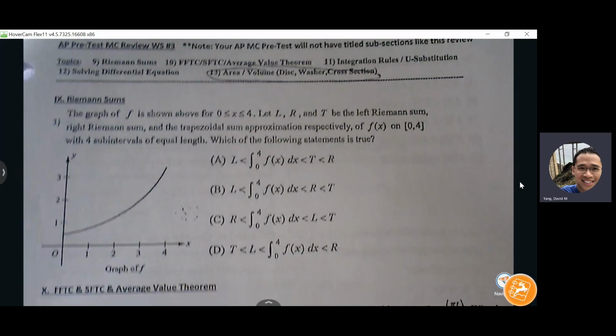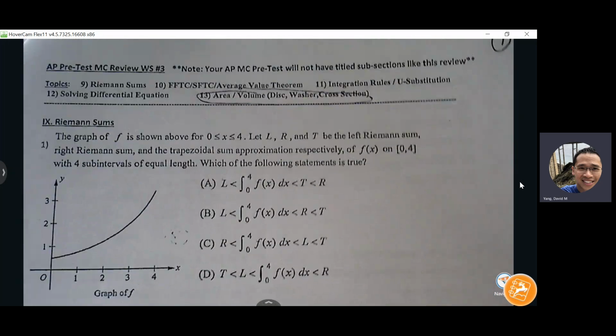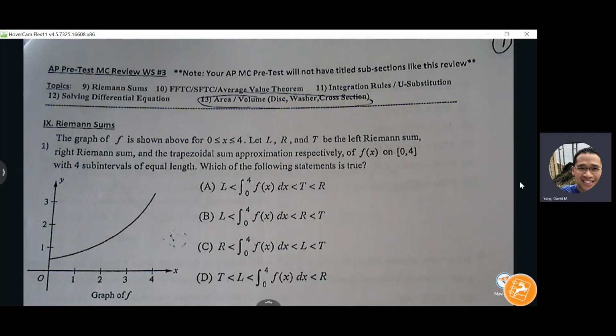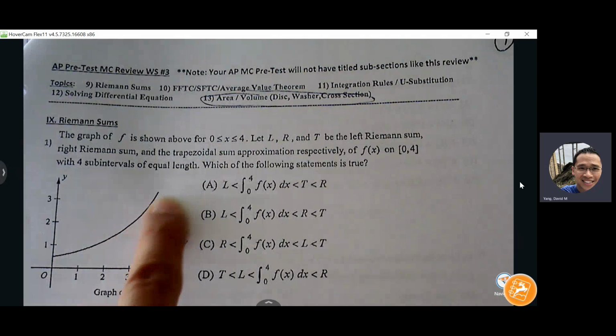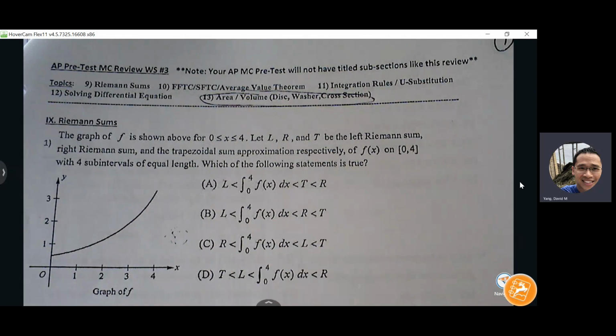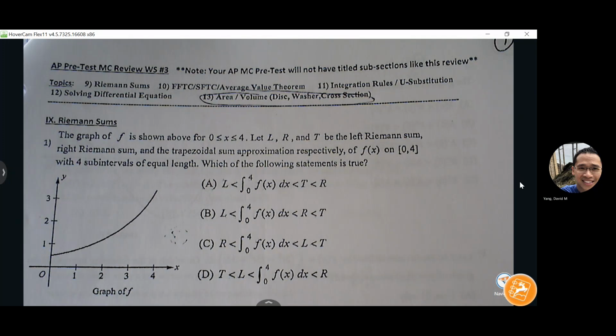Okay, so let's look at number 1 here on page 9. The graph of F is shown. And so here's the graph of F. It's a graph that's increasing. It's also showing as concave up. Let L, R, and T represent left Riemann sum. That's for L. R, big uppercase R, is for right Riemann sum, and uppercase T is for trapezoid sum.